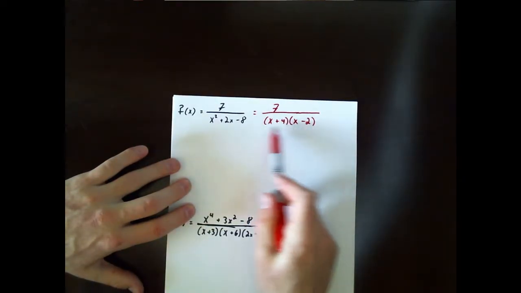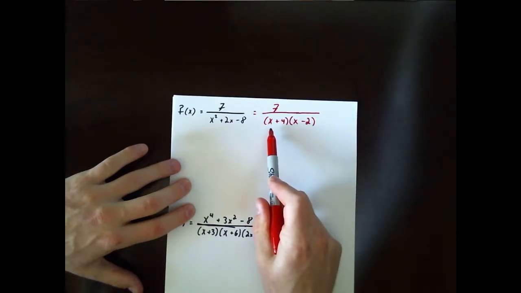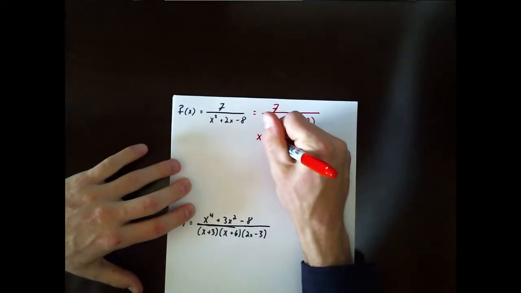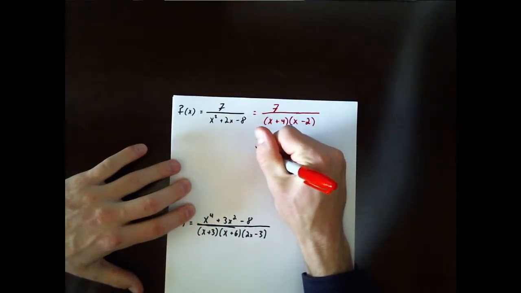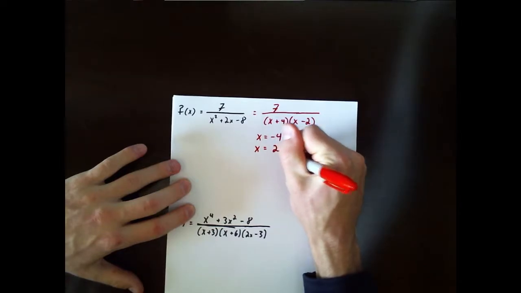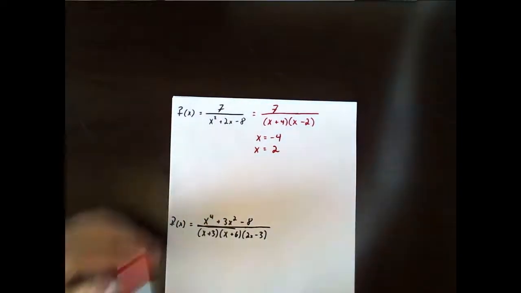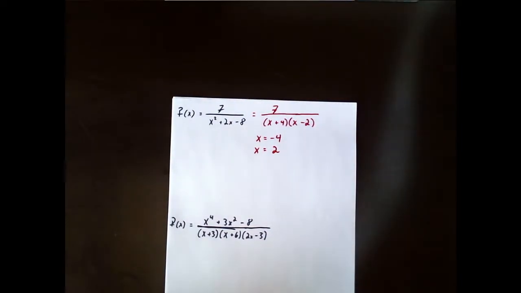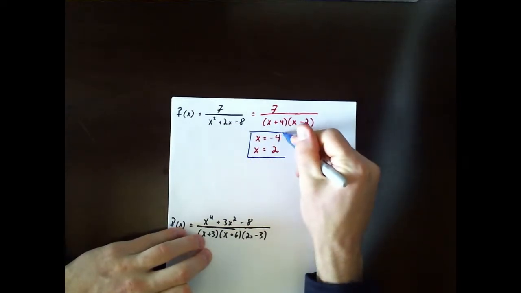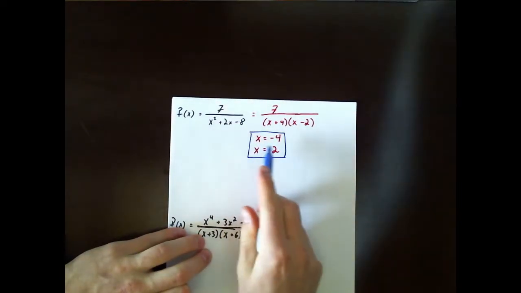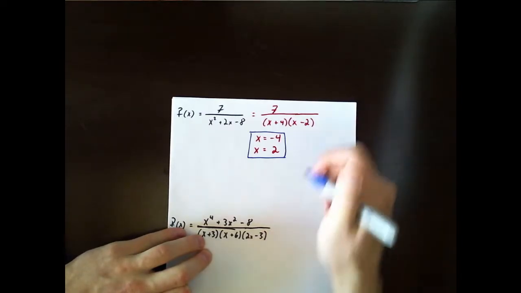So this is our new factored denominator, and now it should be pretty easy to see that our denominator is 0 at x equals negative 4 and at x equals positive 2. So these are the two places where our denominator is equal to 0, and those are going to be our two vertical asymptotes. These are actually the two x values where our asymptotes occur.